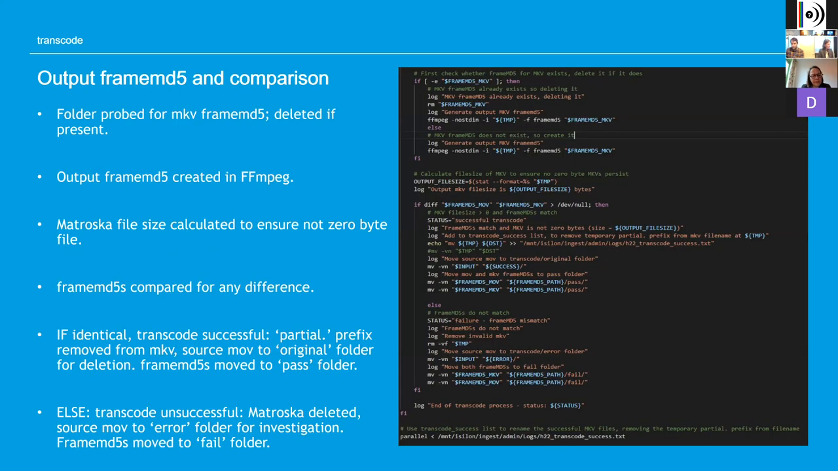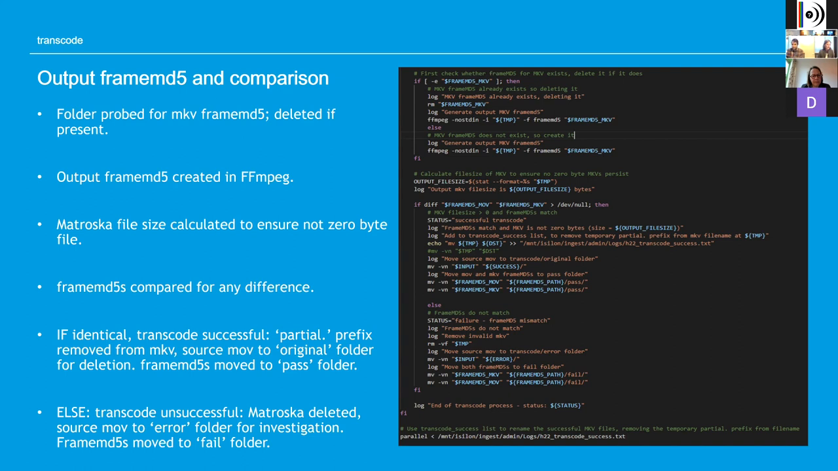Okay. Next, the framemd5 folder is probed for an output framemd5 and deleted where found. A fresh output framemd5 is created with ffmpeg. Then the Matroska file size is calculated to ensure it's not a failed 0-byte transcode. A diff check is then run against both framemd5s. Should the difference be null, then the transcode can be deemed successful. The partial dot prefix is removed from the Matroska file name. The source mob moves to an original folder where it's automatically deleted. And the two framemd5s move to a pass folder.